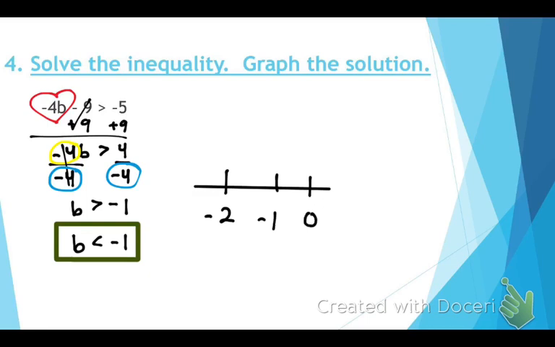Jacoby, is this an open or a closed circle? It is an open circle. Guys, if yours doesn't look like mine, please erase it and fix it. And Reagan, should all solutions go to the left or to the right? I want all solutions to go to the left, and that is how your problem should look.